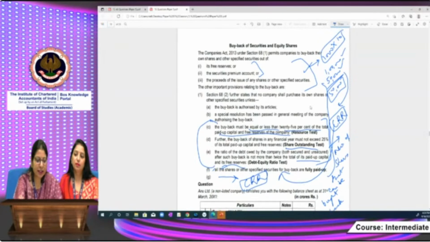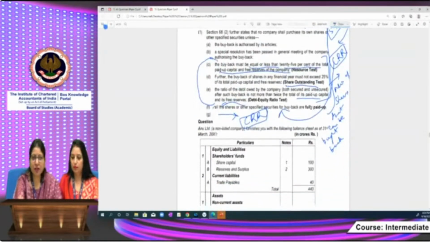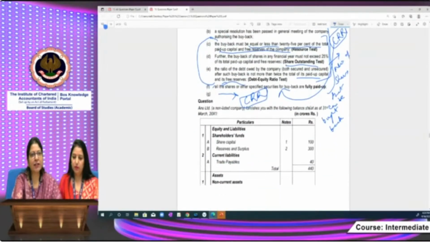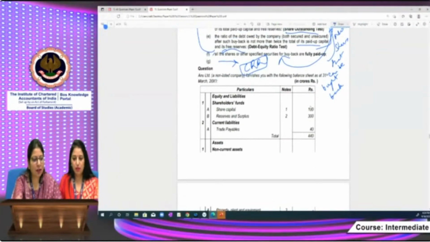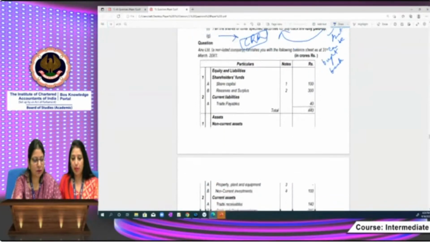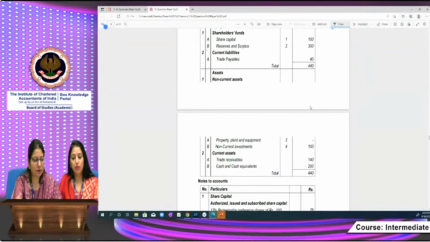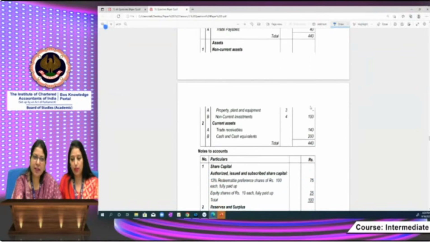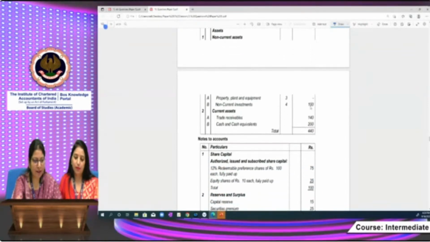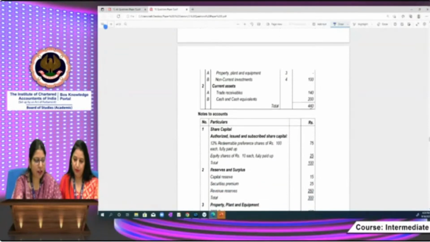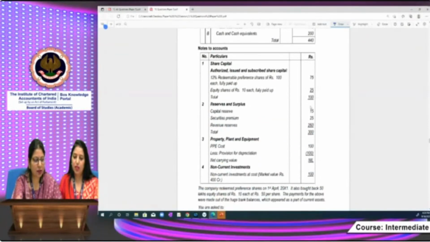So now considering this question, this is a question which we are taking here for understanding the entries for buyback, in which share capital is given, reserve and surplus is given, trade payable is given, PPE, non-current investment, trade receivable, cash and cash equivalent. This is a question from your study material we have taken, so that you can also refer along with us.